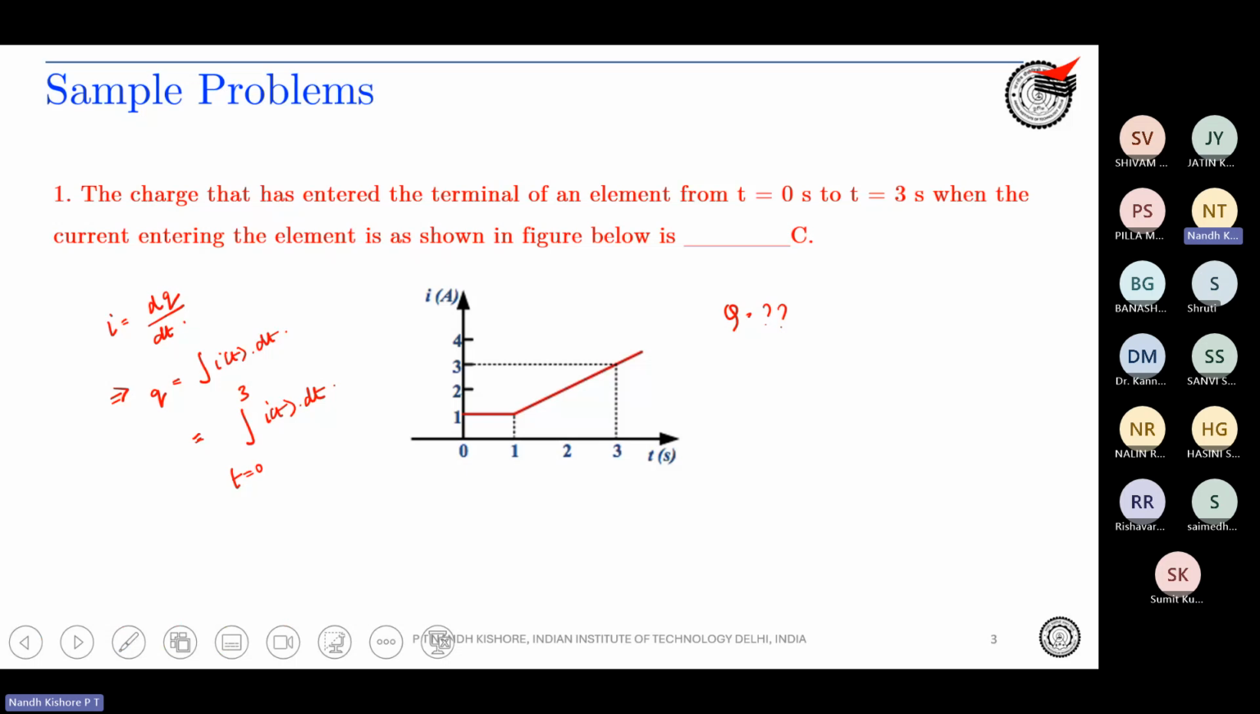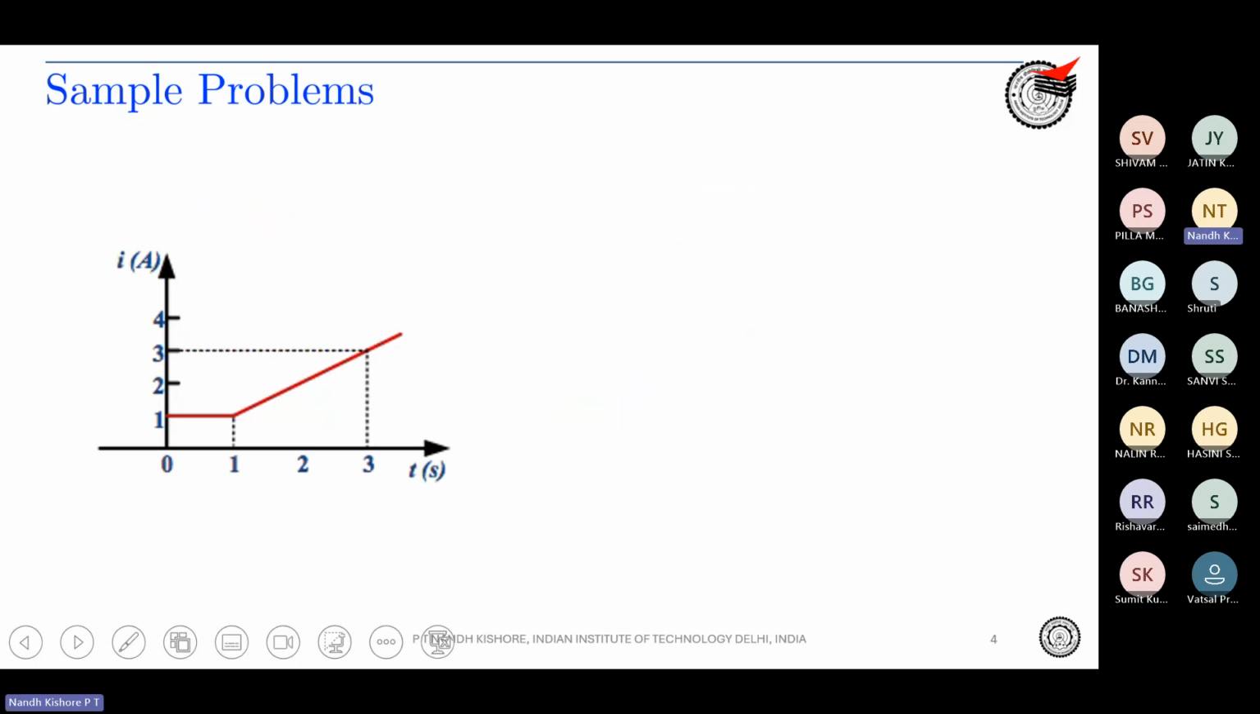So this will pretty much give you the answer, but there are two ways to go about this. One is the integral way: you write the line equations for each of these segments in the curve, and you integrate between the limits and find out what the charge is. Or you already know that the charge is basically the area under your time versus current curve, that is this particular area. So the simpler way would be, what is the area?